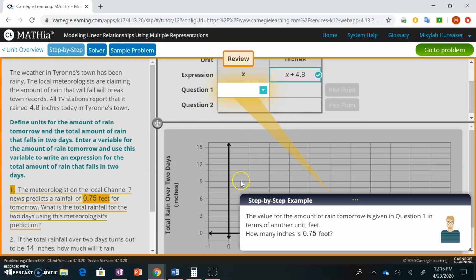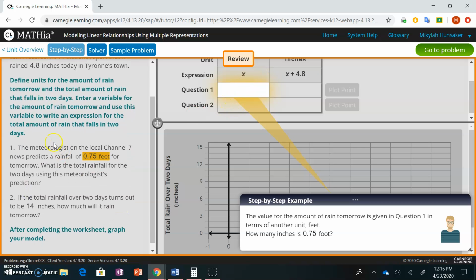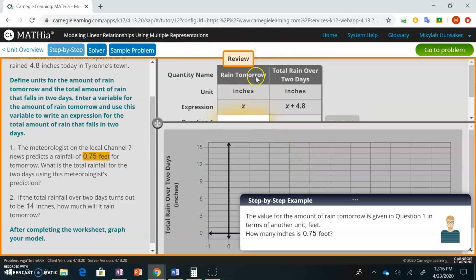All right. So we have to figure out first, question 1. We see the meteorologist on the local Channel 7 news projects a rainfall of 0.75 feet for tomorrow. Okay, that's great, 0.75 feet, but wait a second. If we look back up here, we said our units have to be inches. I have to convert feet into inches.